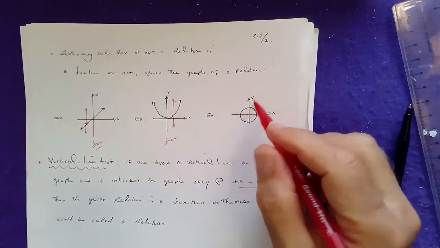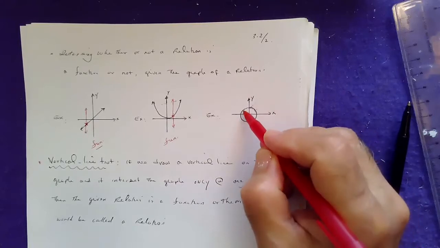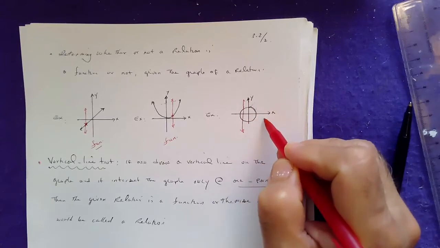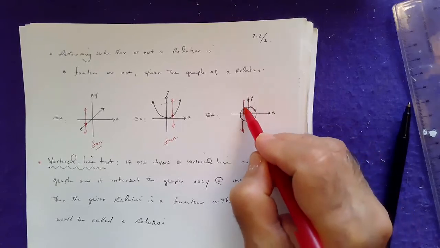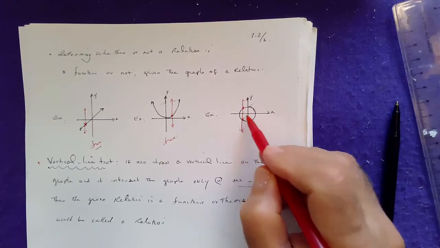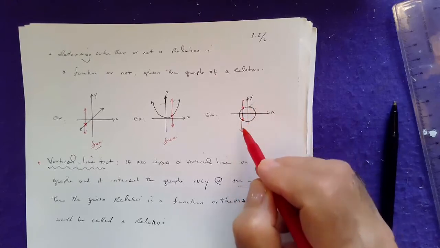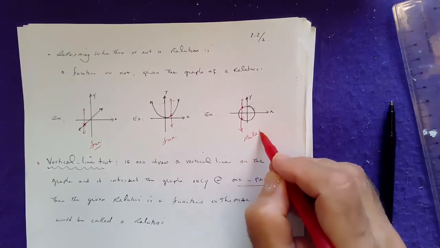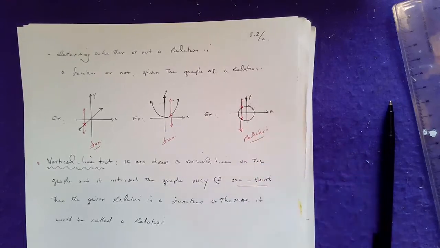Now, if I draw the vertical line on this third graph, notice the line goes through the graph twice. So therefore, this circle cannot be the graph of a function. So we call this the graph of a relation.